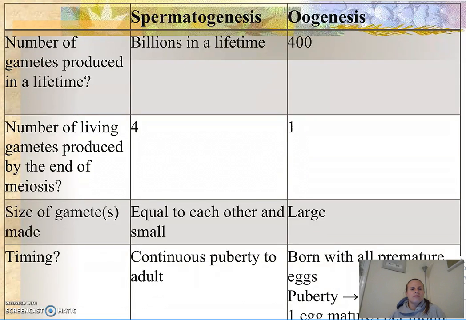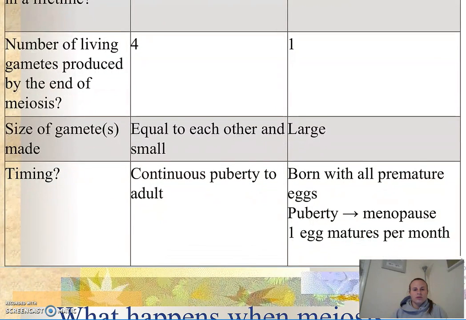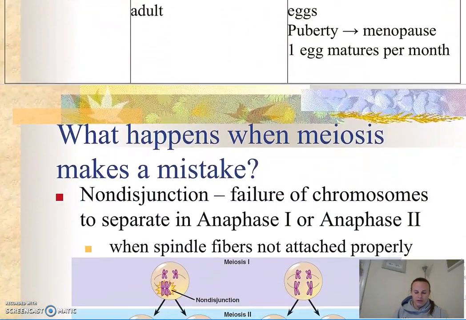During spermatogenesis, the number of living gametes that are produced are 4, but with oogenesis, it's just 1. All of the sperm produced are equal to each other in size, whereas women during oogenesis just create one large gamete. Like I said earlier, the timing of spermatogenesis is continuous, starts at puberty, goes all the way through adulthood, through old age, but women have a window of making mature eggs that lasts from puberty through menopause.